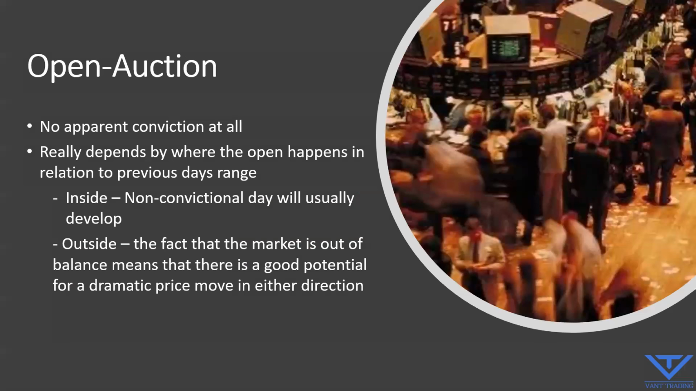Now, we also have what's called an open auction, where there's no apparent conviction at all. That's what you have most of the time: no apparent conviction, not sure, a little choppiness. It really depends, with an open auction, on where the opening happens in relation to the previous day's range. If it's inside the range, that's where it opens and stays. That's what's called an inside day, a non-convictional day.